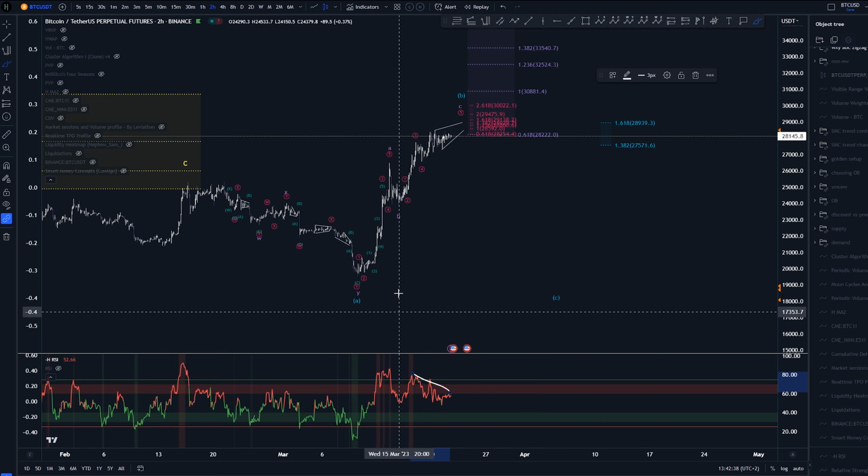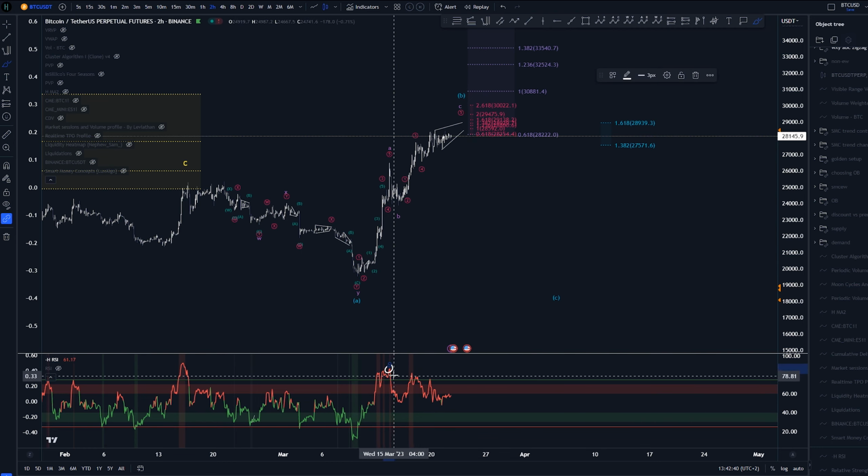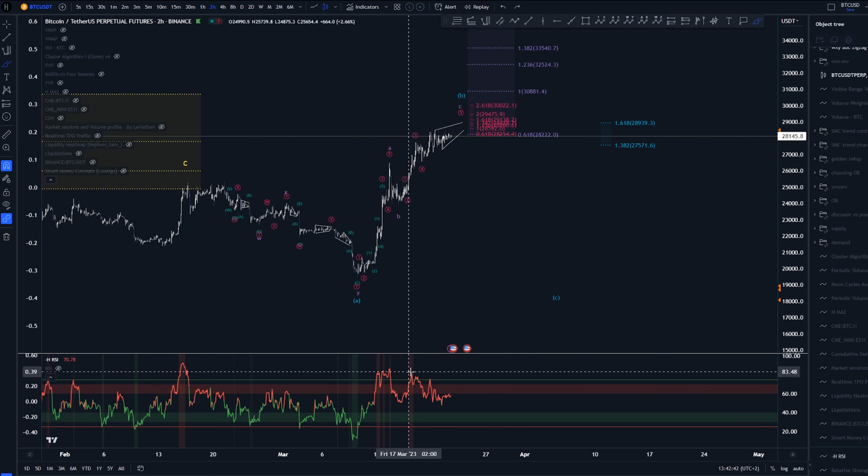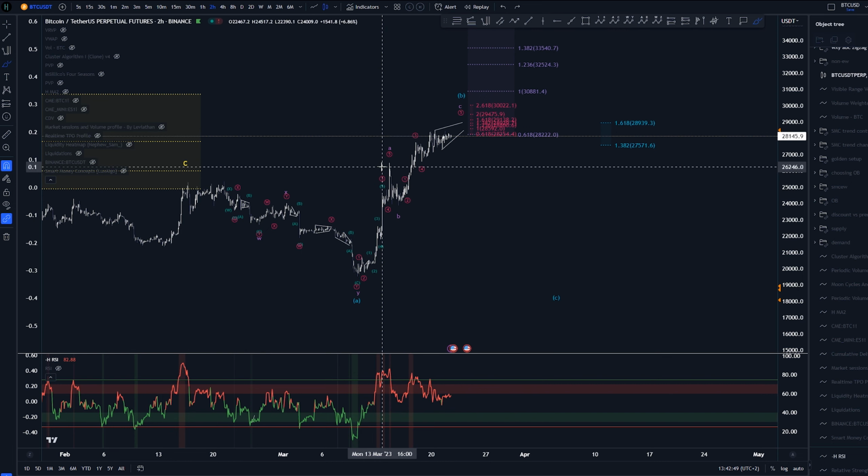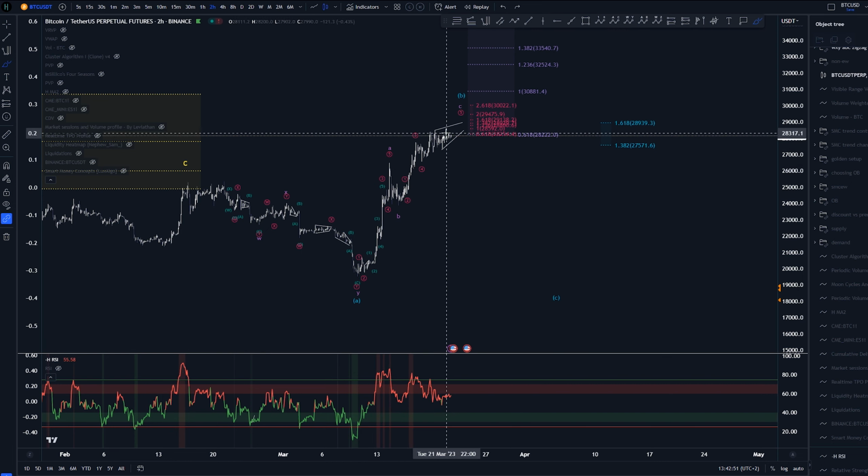Again, we can see divergences here all the way from the top of wave A. And again, these can be seen from multi-hour timeframes all the way to lower timeframes. So again, they're very much present, and again, we could be looking for some kind of dump here.